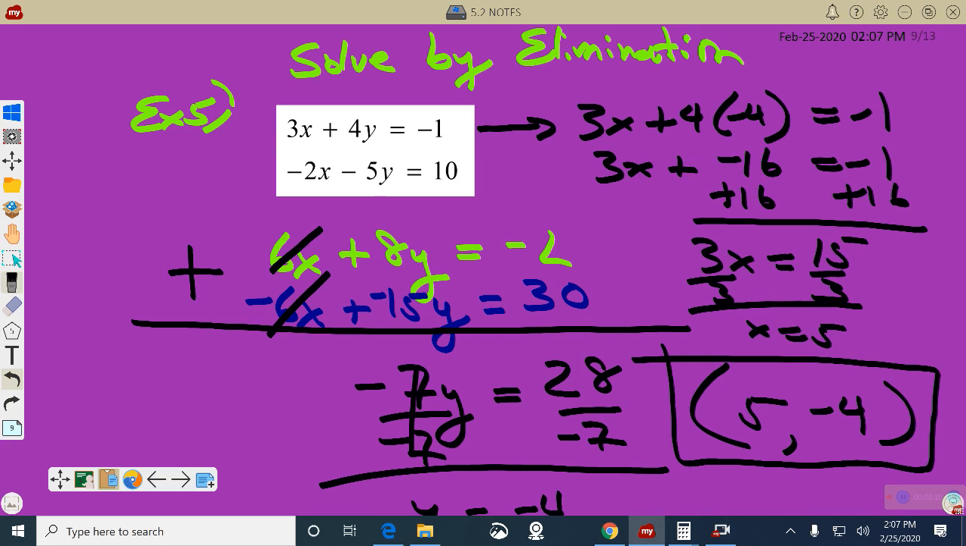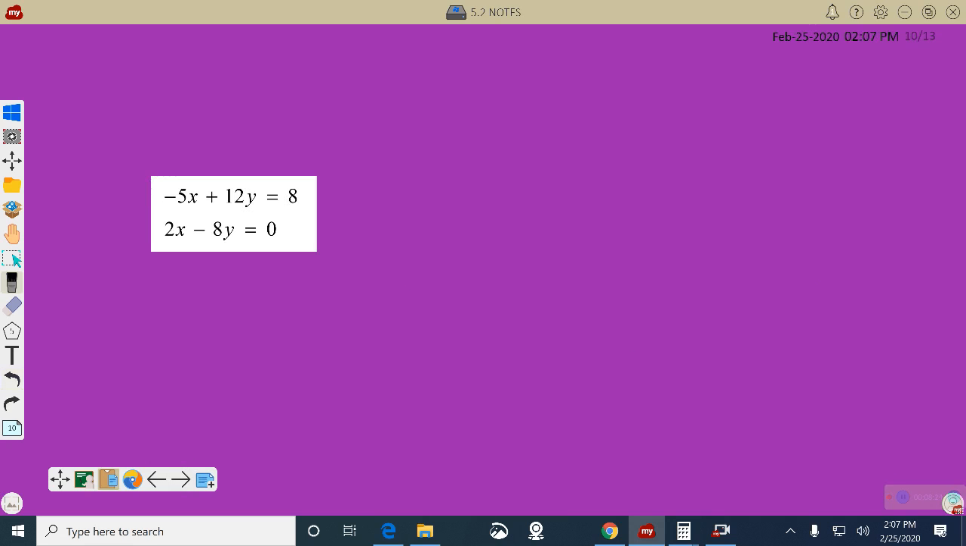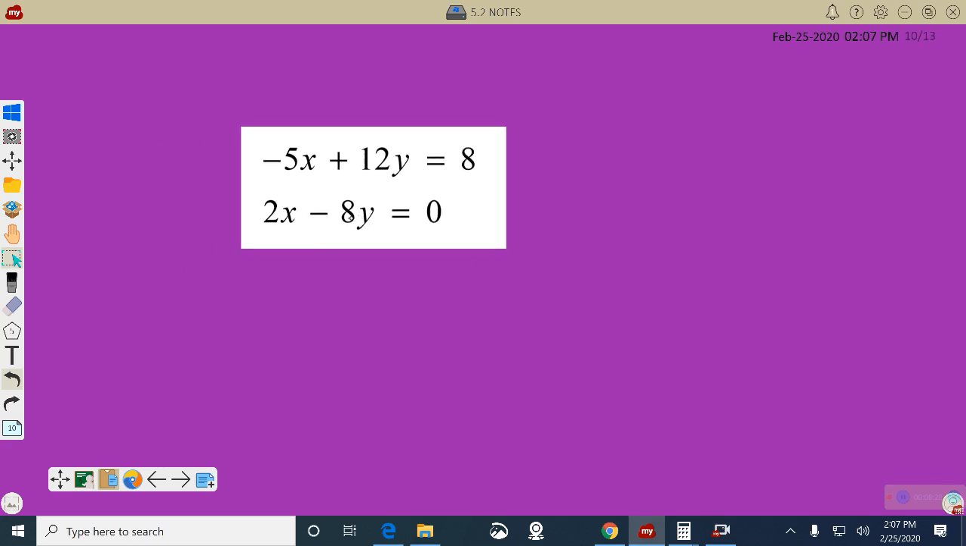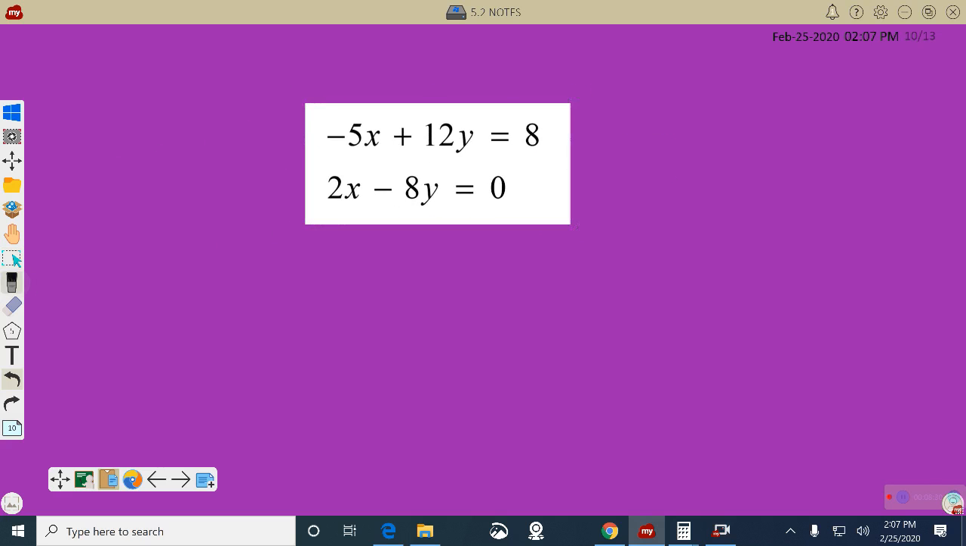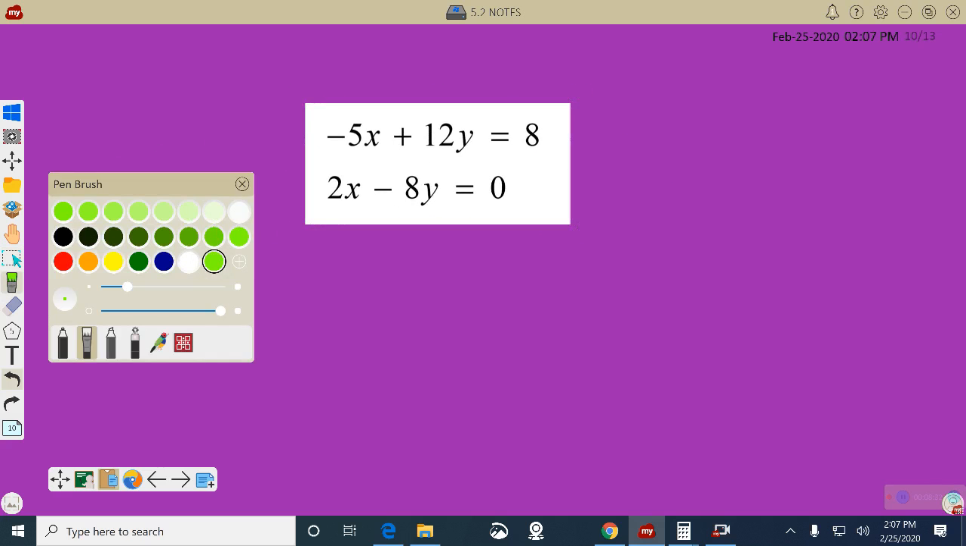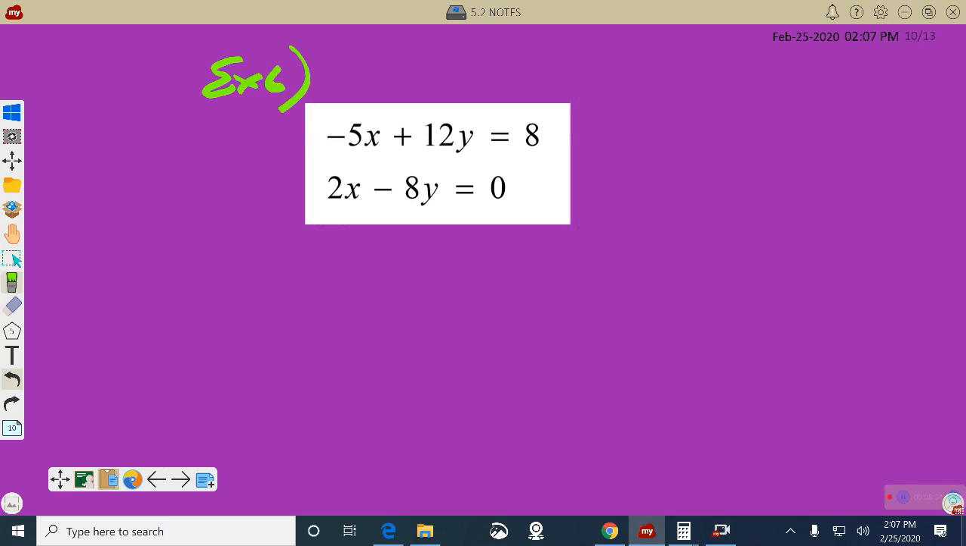Last example, example 6. Here we go. Let's solve by substitution again. Negative 5x plus 12y equals 8. 2x minus 8y is 0.